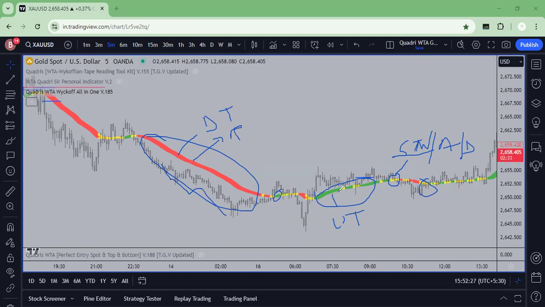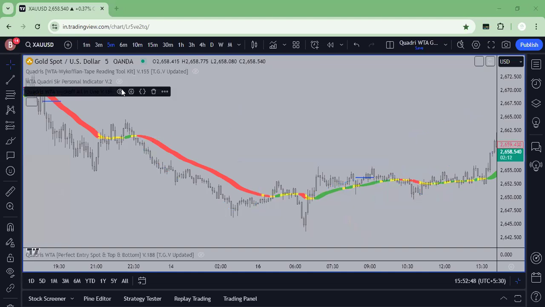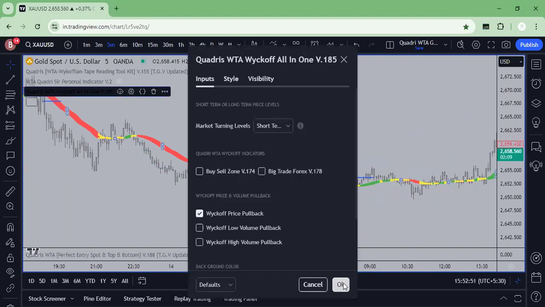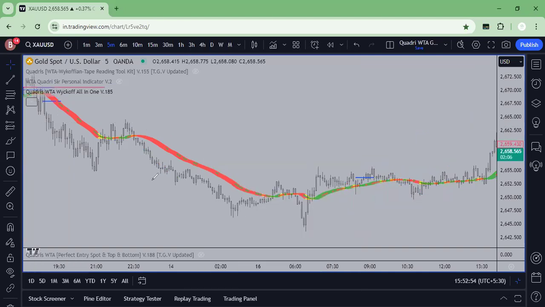Whenever the color of the ribbon is green, prices are going upwards, that is, in an uptrend. Or if the color of the ribbon is yellow, that means we are going sideways, or to us, being a Wyckoff trader, any accumulation or distribution or reaccumulation or redistribution is underway. So on this premise, if I apply price pullback, this is normal price pullback.